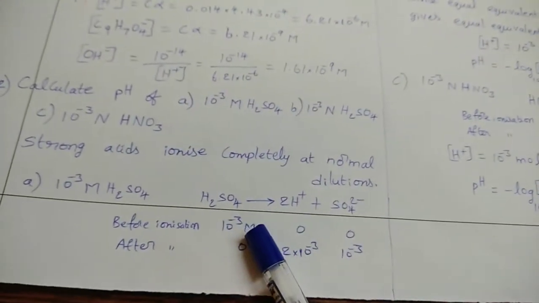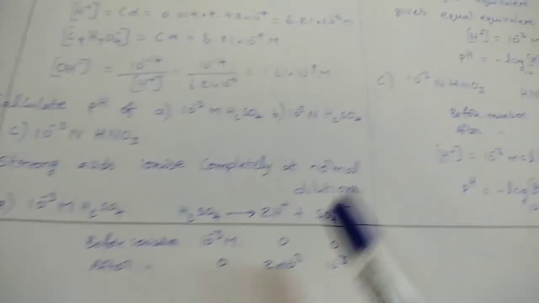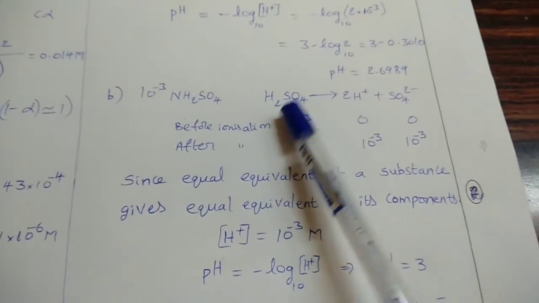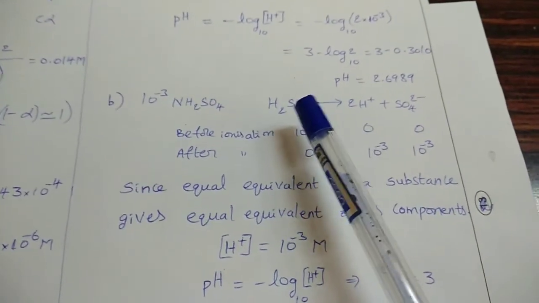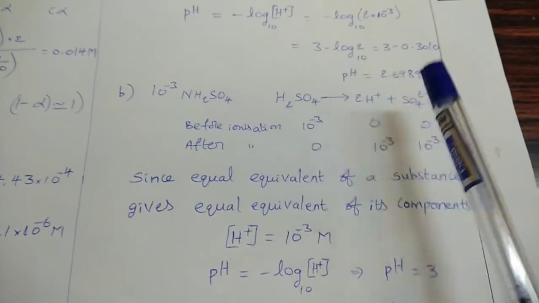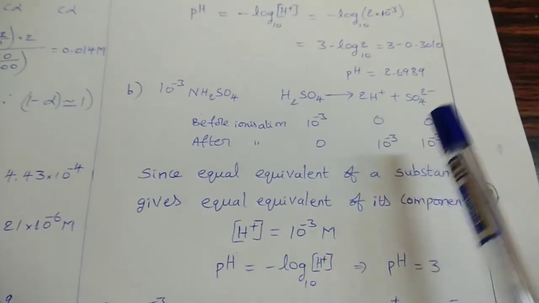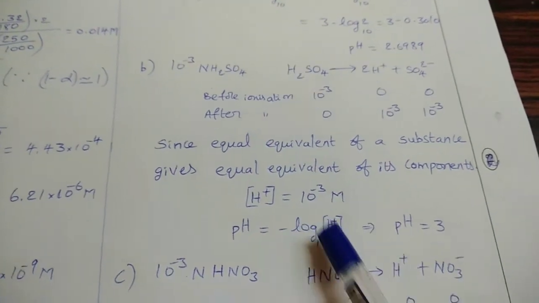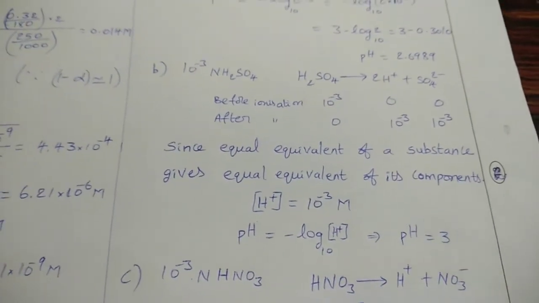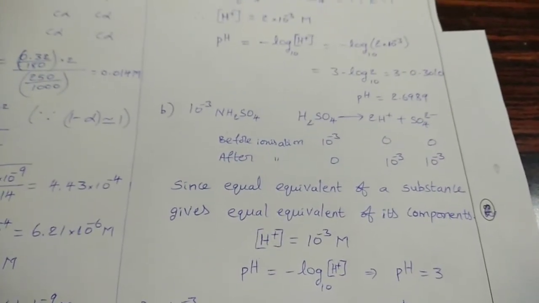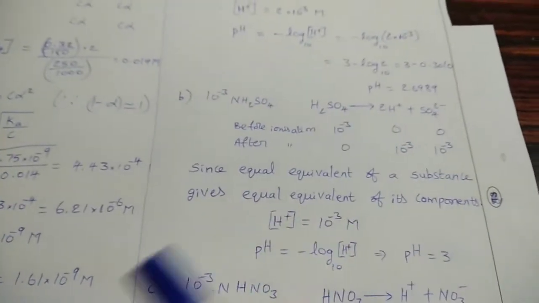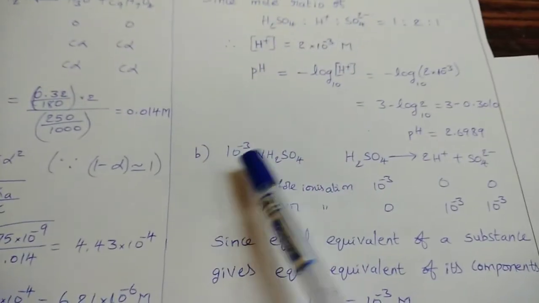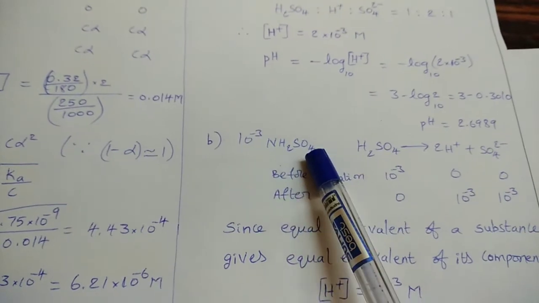Here molarity is given, that's why the number of moles is different. Here the concentration is given in normality, so it is the equivalents of the substance. How many equivalents of the substance undergo ionization? The same equivalents of its components are formed. So H plus ion concentration equal to 10 power minus 3. Substitute this value, then pH equal to 3. So understand the difference between this 10 power minus 3 molar H2SO4 and 10 power minus 3 normal H2SO4.